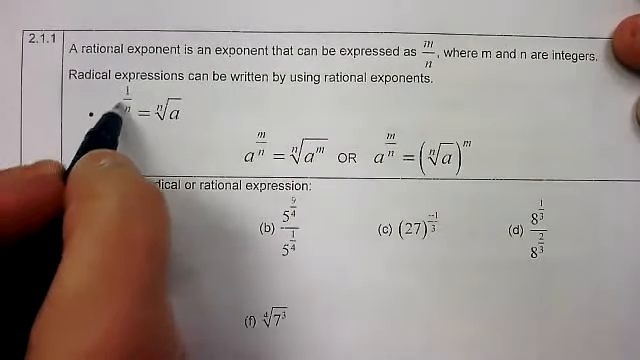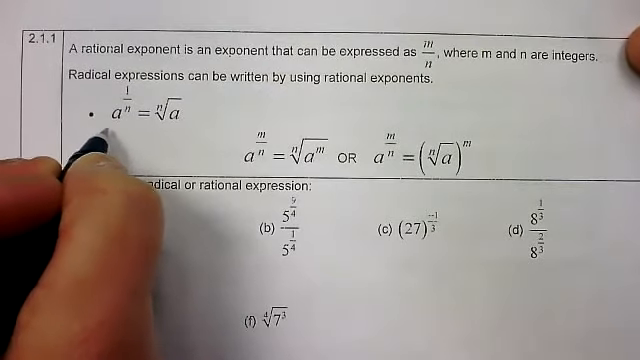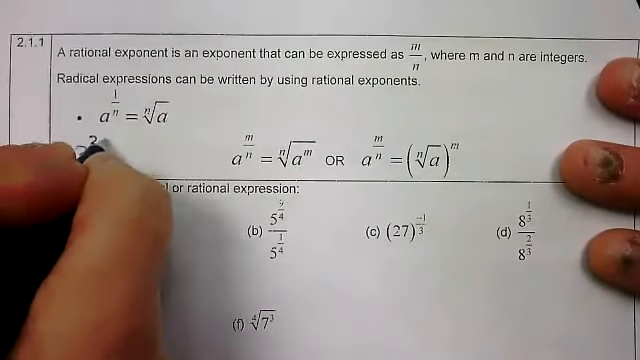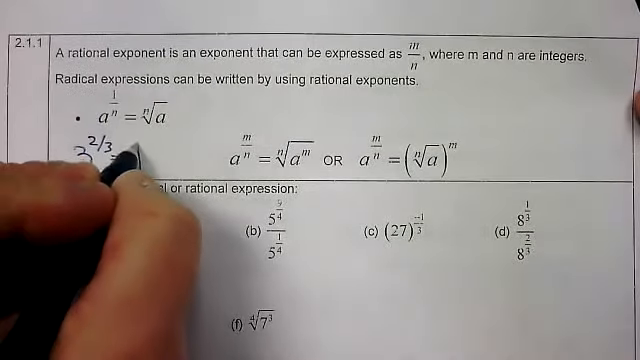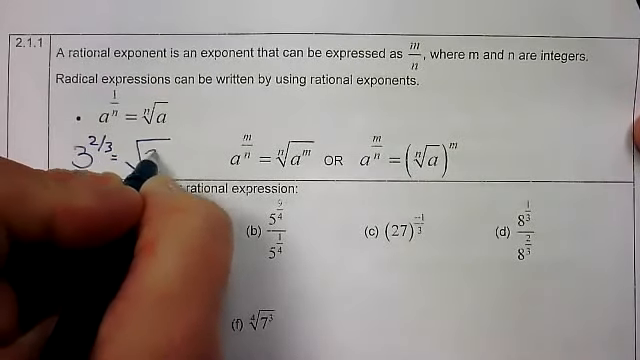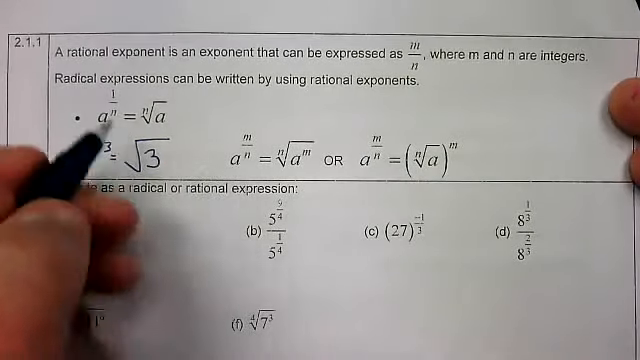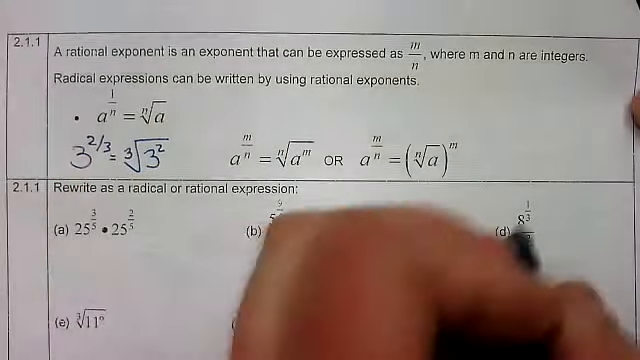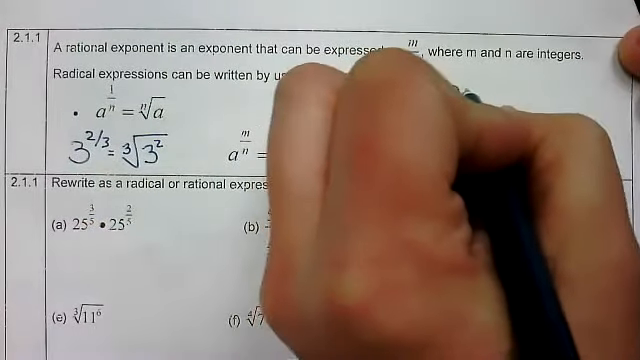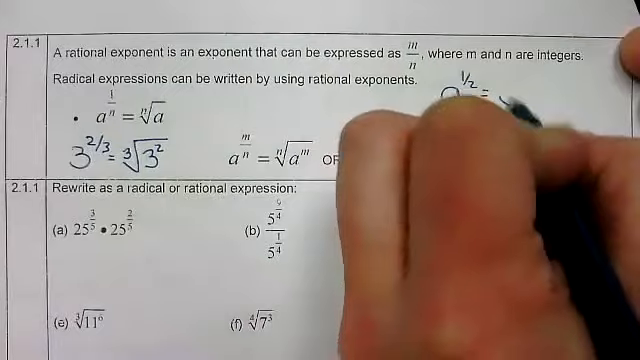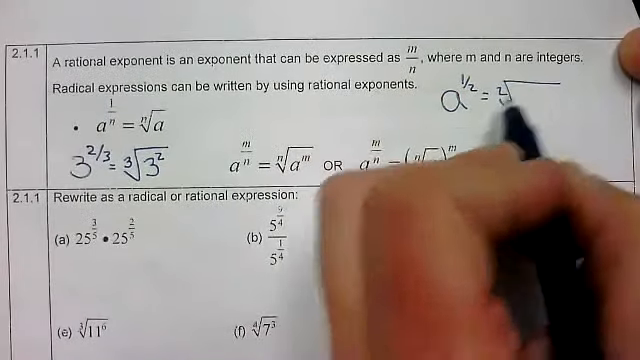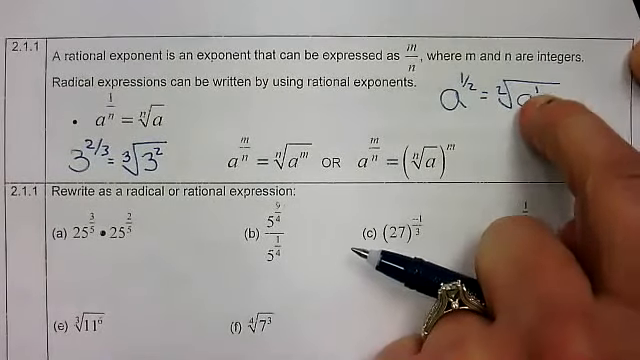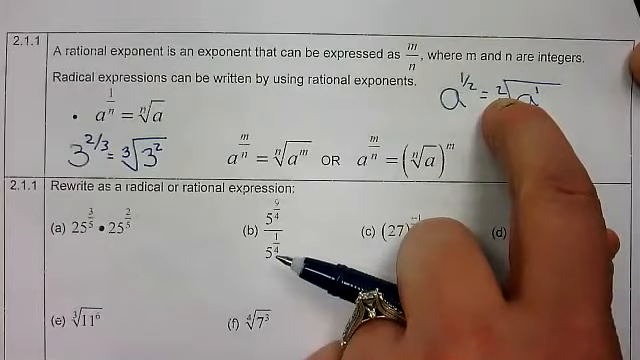So here, if I have a to the, oh, let's not use a, sorry. Let's do 3 to the 2/3. I can rewrite that as 3 to the 2nd power, and that would be the cubed root. The way I like to remember this is I always think of some number to the 1/2 power. The 1/2 power is the same thing as square root, and so that just helps me remember that whatever's on top goes on the inside, and whatever's on the bottom goes on the outside.